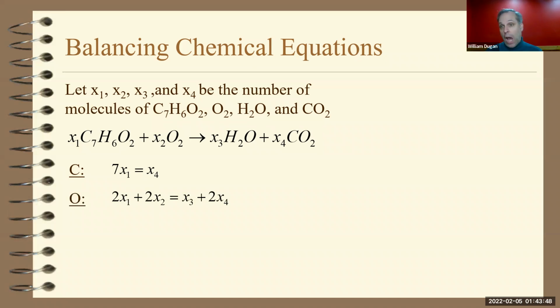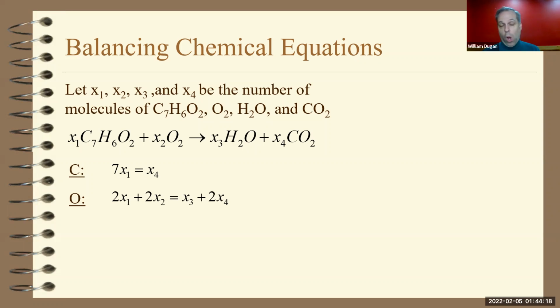You can do the same thing for oxygen. If you just look at the equation, you'll notice that for every molecule of C7H6O2, you get 2 oxygen. Since there's x1 of them, 2 times x1 is the number of oxygen atoms just because of the first molecule. You can do the same for all the others. That then gives you an equation of 2x1 plus 2x2 equals, because of the right-hand side, x3 plus 2x4.